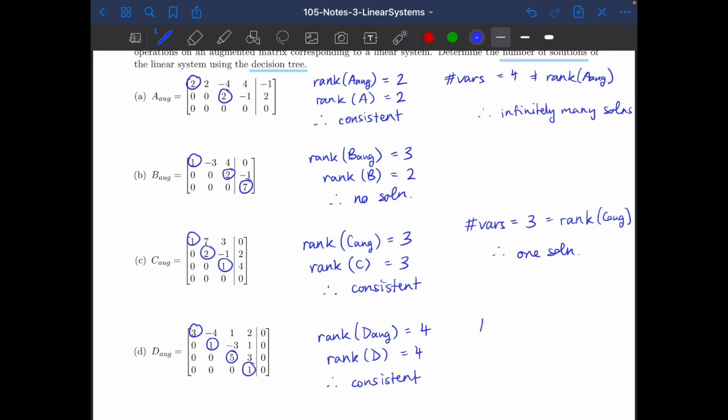Now let's compare the number of variables to the rank of the augmented matrix. The number of variables is 4 in this case, which is equal to the rank of the augmented matrix. And so therefore, in this case, the linear system has one solution. Using this decision tree, we are able to determine the number of solutions a linear system has by examining the corresponding augmented matrix in row echelon form.